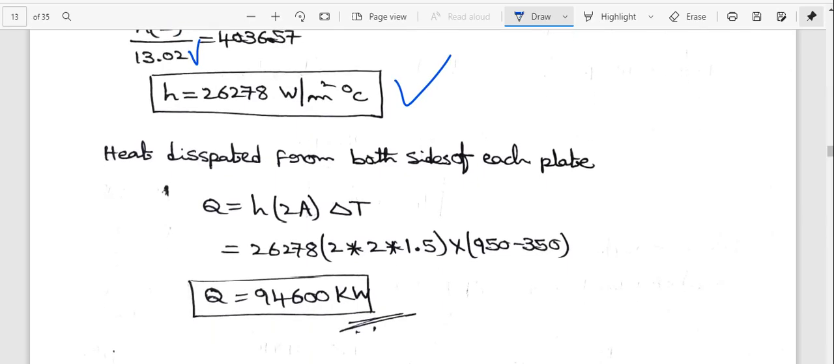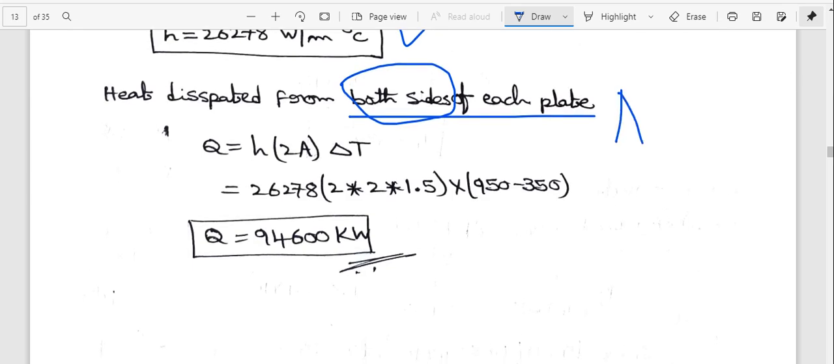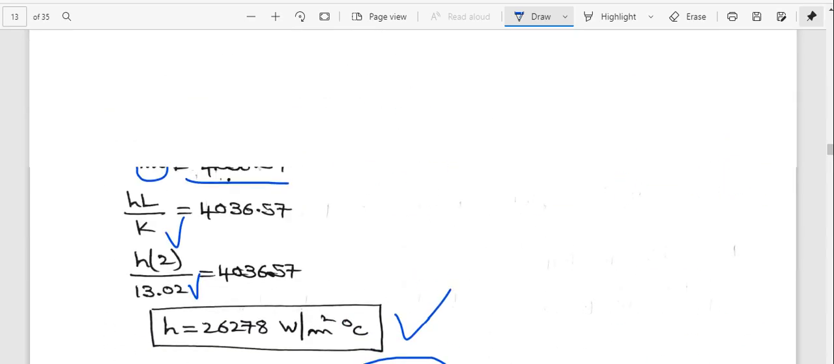In case of any flat plates, we need to consider both sides of each plate. Area is equal to 2 into A, both sides of the surface area. That's why I'm considering 2A. So what is the area? Length into width, 2 into length into width. So delta T equal to maximum minus minimum value. So the heat dissipation is Q equal to 94600 kilowatts.